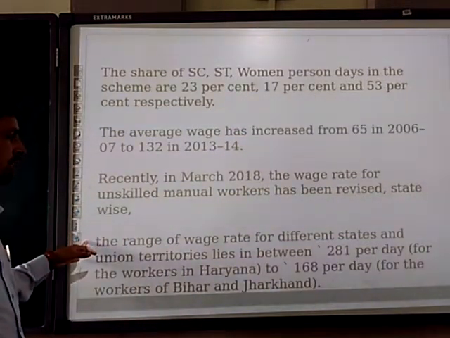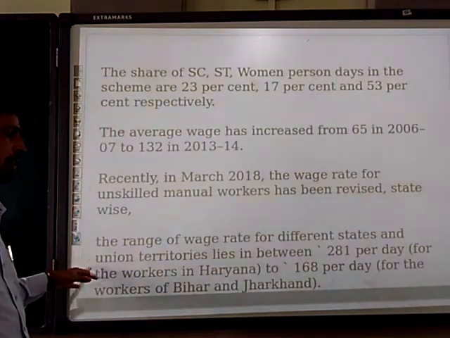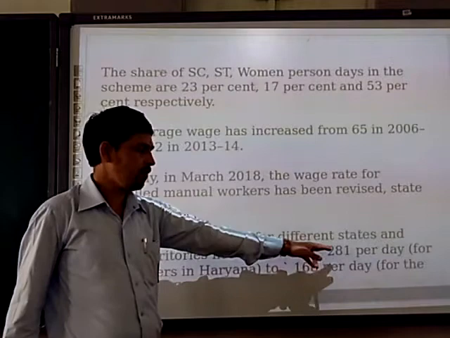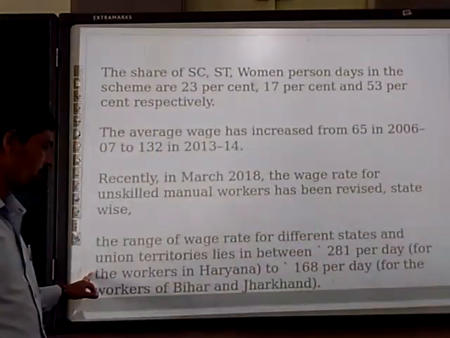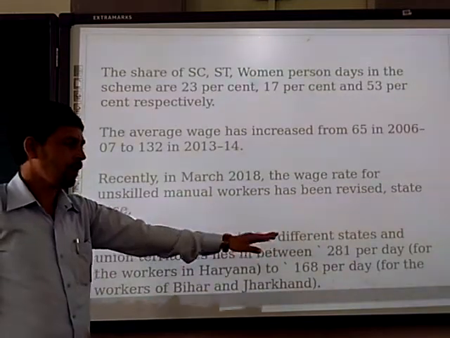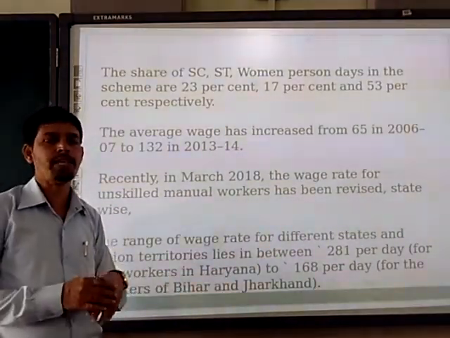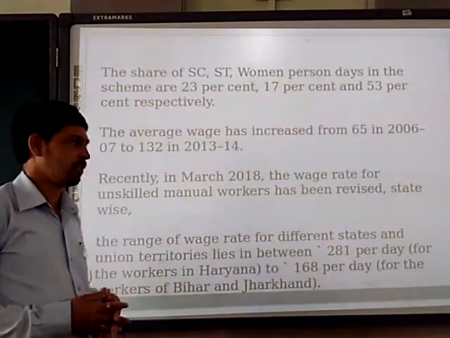The range of the wage rate for the different states and union territories lies between 281 per day for the workers in Haryana to 168 per day for the workers in Bihar and Jharkhand. It varies from state to state.